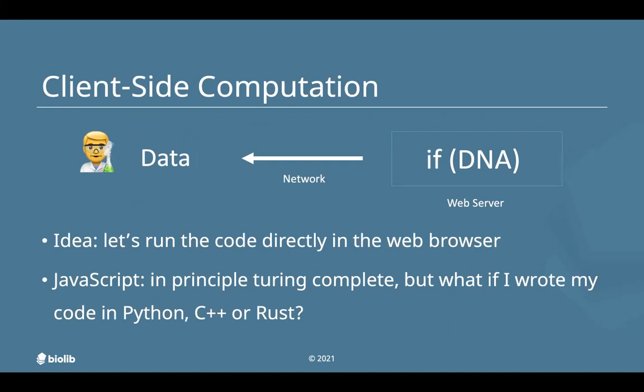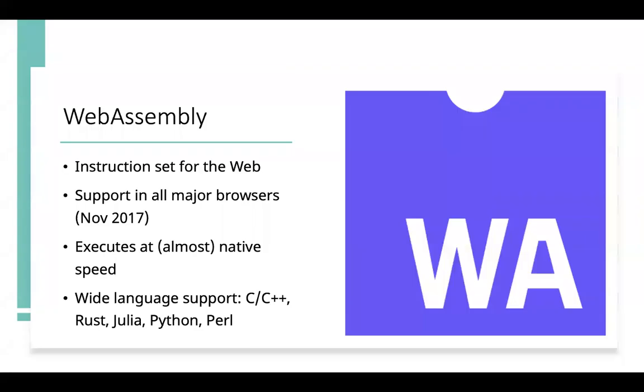If you're a web developer, you're probably familiar with JavaScript, which is the most used language on the web. It is in principle Turing complete, and that, without going into too many technical details, basically means you can compute anything in JavaScript. It's not great, it's not going to be fast, and it probably won't run code such as Python, C++, or Rust, but it could work in principle, right? You could take any machine learning model in the world and write it in JavaScript. That would work. But how can we make this slightly better?